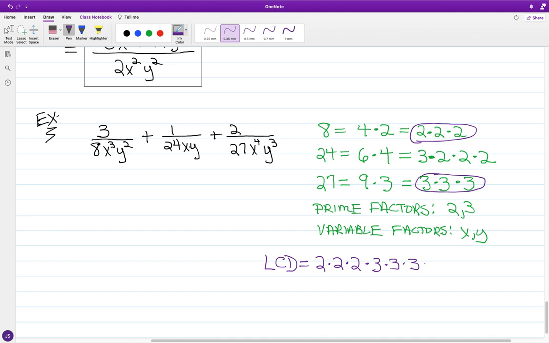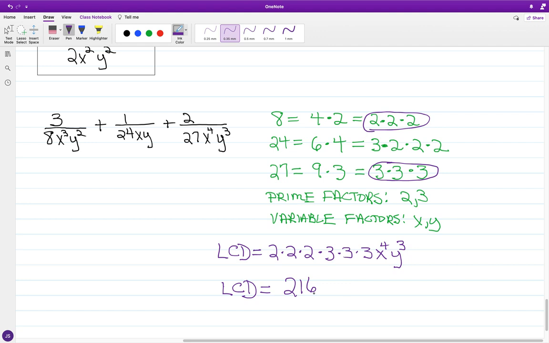And as for the variable factors, you're looking at the highest degree representation of x and y. Out of this trio, for x, we have x to the 4th, and for y, the highest degree is y to the 3rd. So for the least common denominator, you've got 2 times 2 times 2 is 8, 3 times 3 times 3 is 27, and 8 times 27 is 216. And again, in the variables, we have x to the 4th and y to the 3rd.